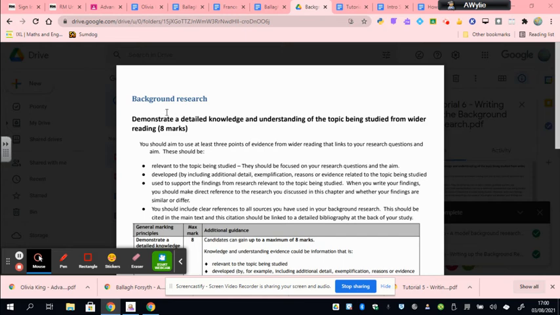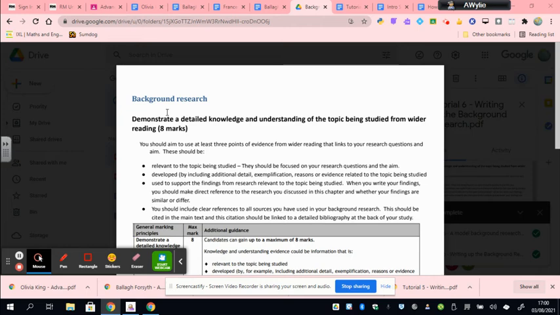I'm also going to show you in this tutorial how to go about writing a background research, how it should be structured. And I suggest that you also take a look at some of the sample background researches that have been included for you to look at, to see how various students have tackled the writing of the background research.